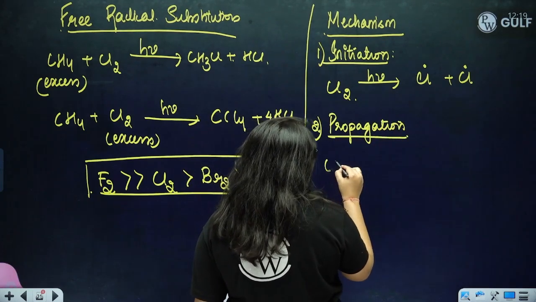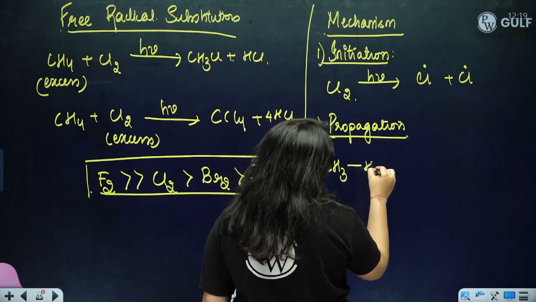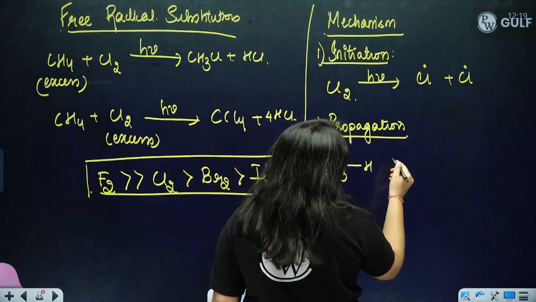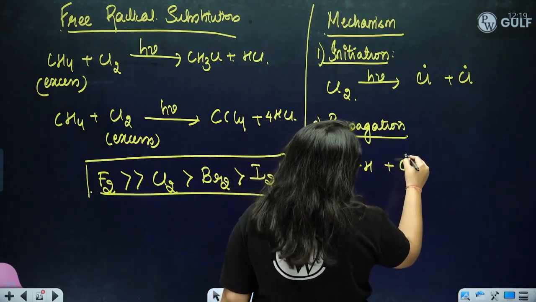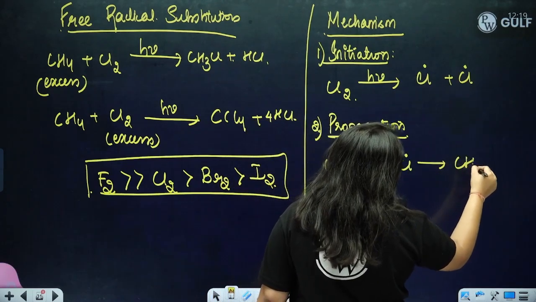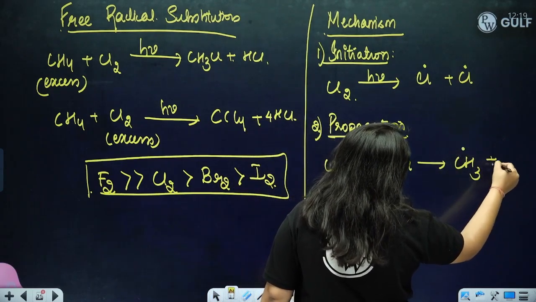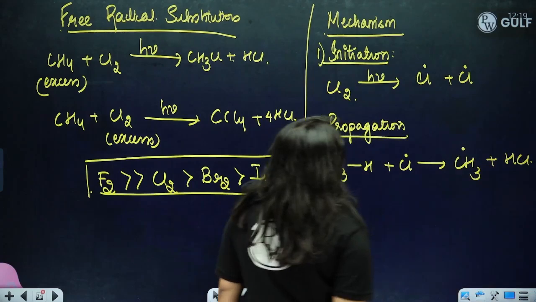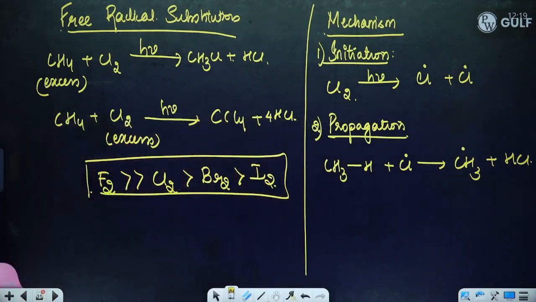Then your second step is propagation. That is nothing but CH4, which will give rise to CH3 free radical plus HCl. This is your propagation.